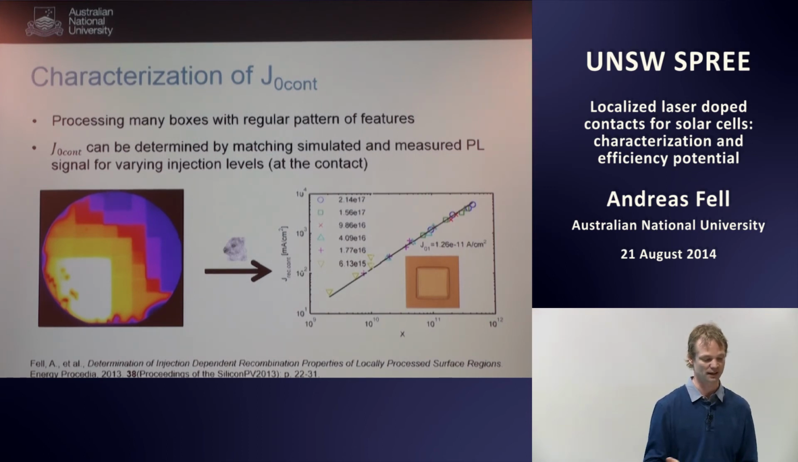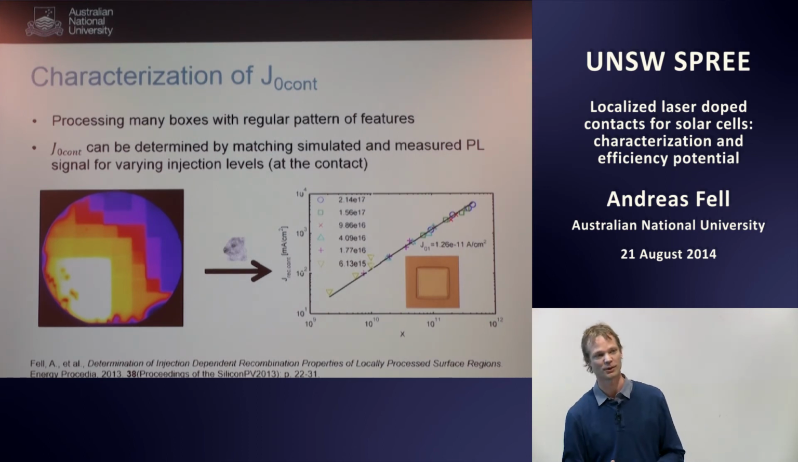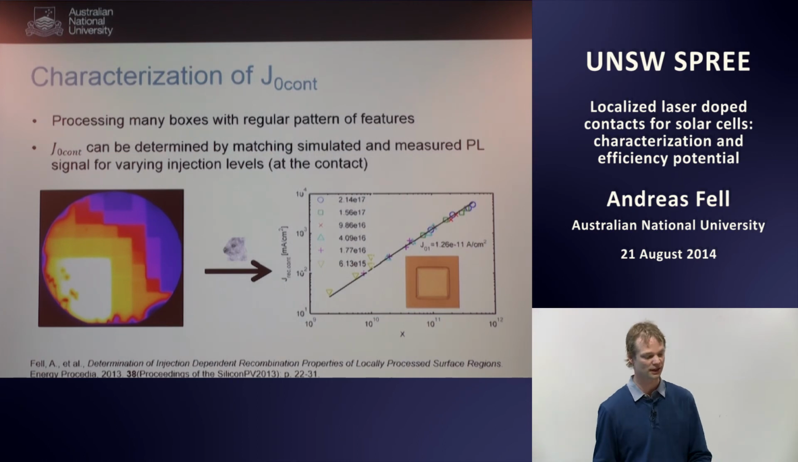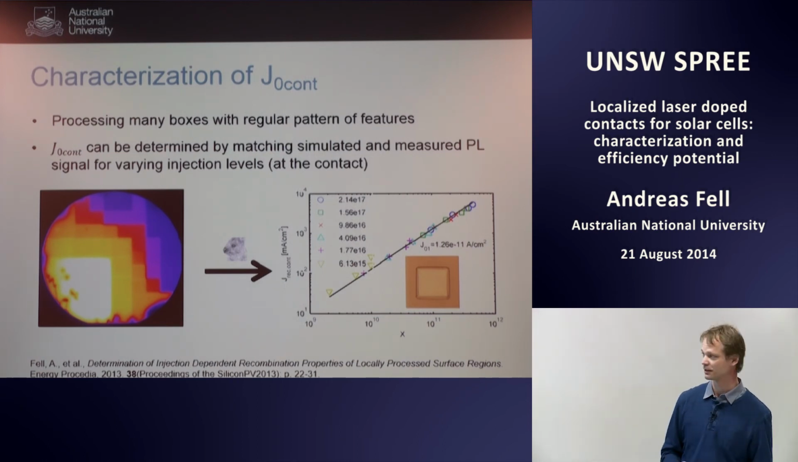It's actually hard to check against other methods because, as far as I'm aware, there is no other method where you could extract the J0 of such a localized feature. So it's pretty hard to validate, but I think this is actually a good validation to be self-consistent in that respect.